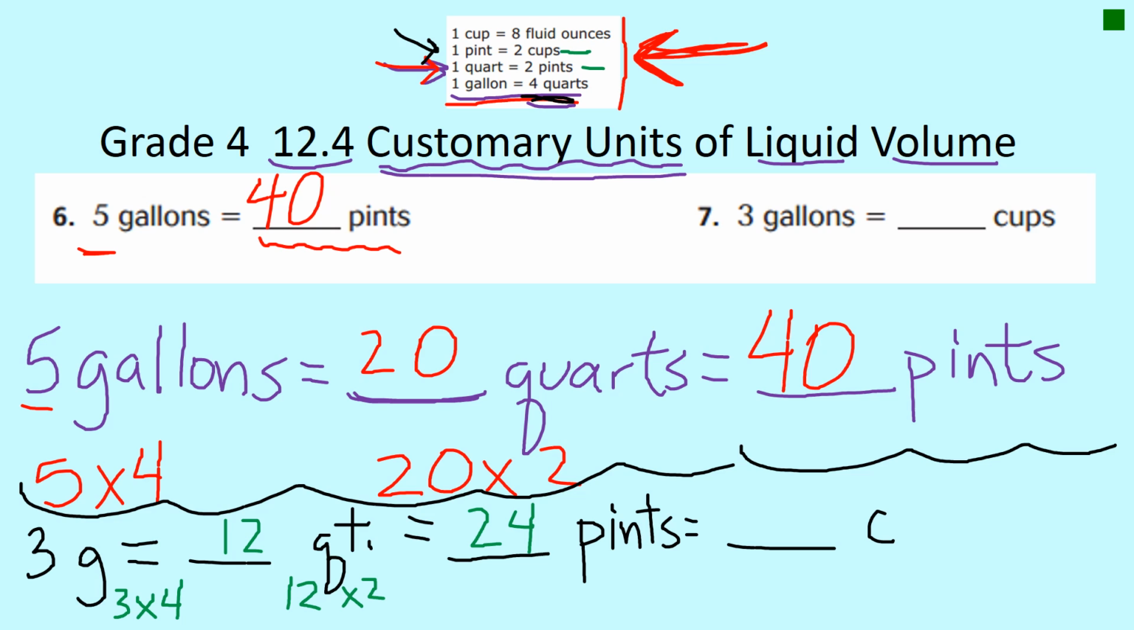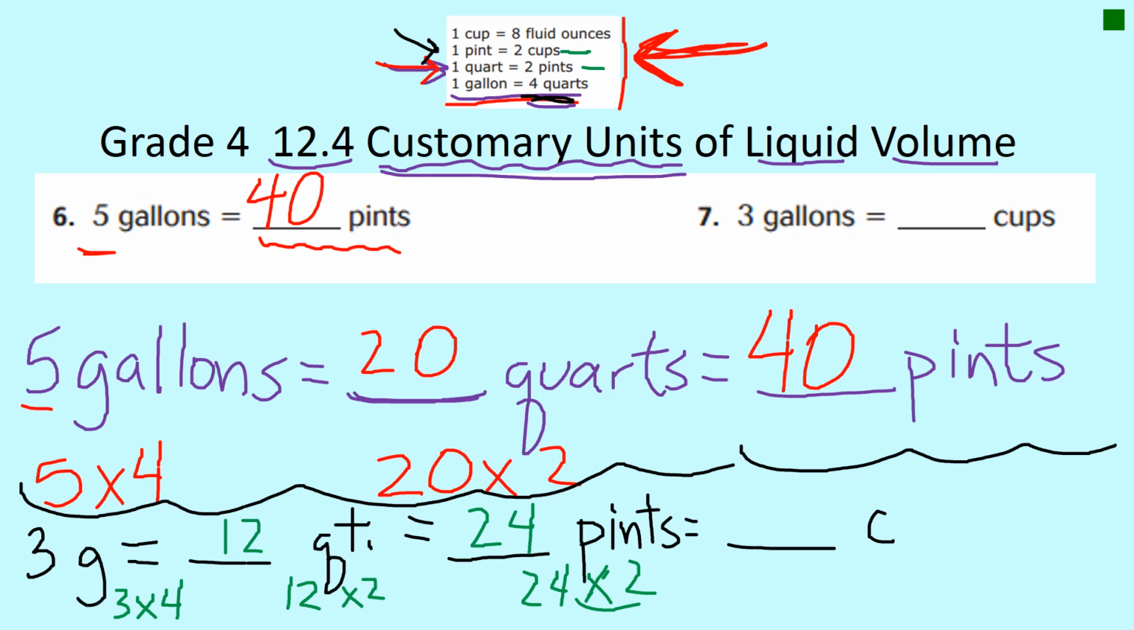Oh, so now we have to go from pints to cups. We haven't done that yet. 1 pint equals 2 cups. So 24 sets of 2 cups, because each one of those pints is worth 2 cups. So 24 times 2. Can you mentally double 24, right? Times 2, that's doubling. So you can double the 4, double the 2, right? So what's 24 times 2?